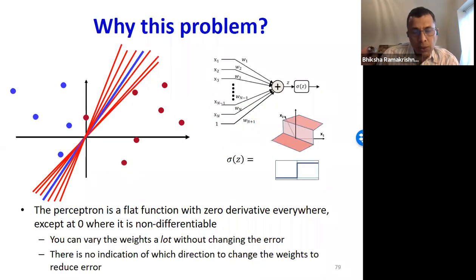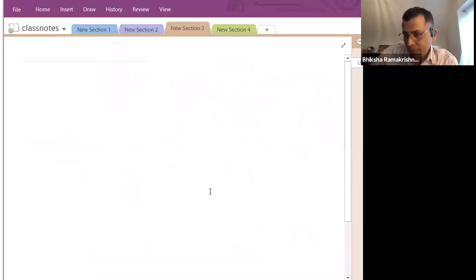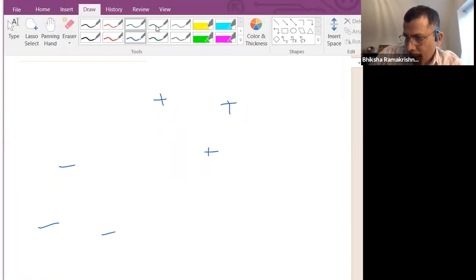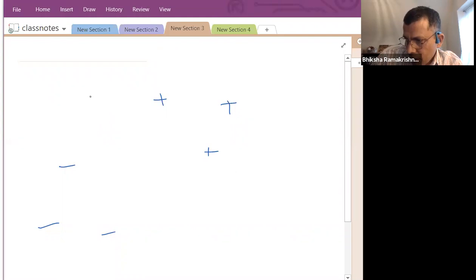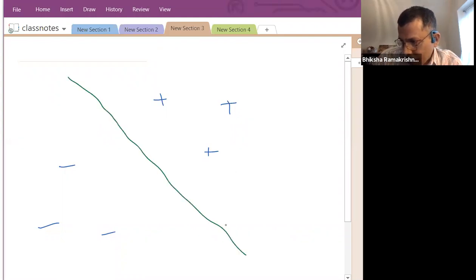Anyways, to understand why this is the case, let's go back and see why we have this problem. In fact, let's ignore this figure and let me draw the figure myself. Suppose I have all of these pluses and all of these minuses. I know that I can draw a classification boundary which will separate the two. No big deal. Let me also draw the axes.